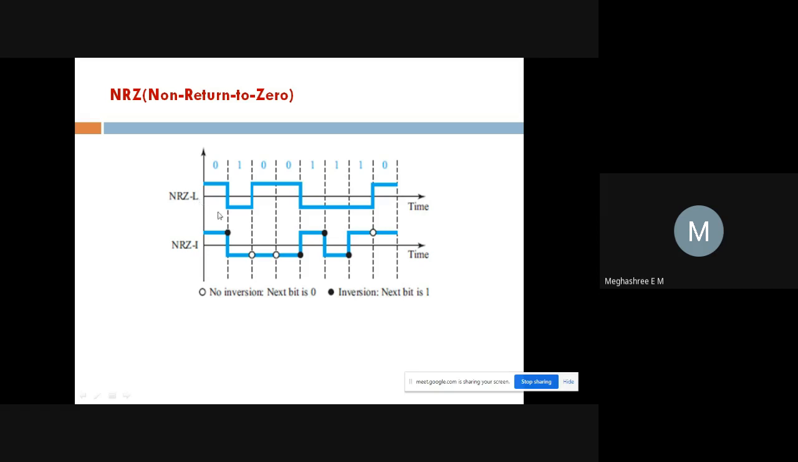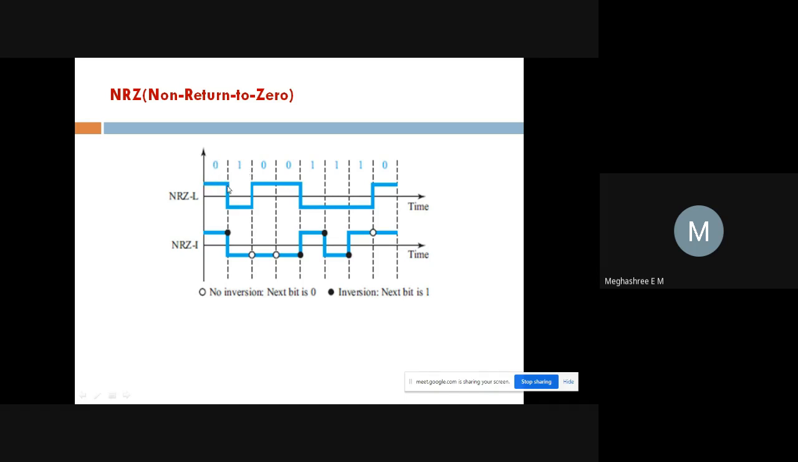Here, in NRZ level, the level of the voltage determines the value of the bit. I'll repeat: the level of the voltage determines the value of the bit. You can see here, let's start, the bit is 0.